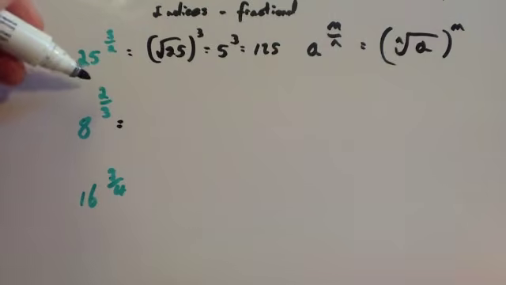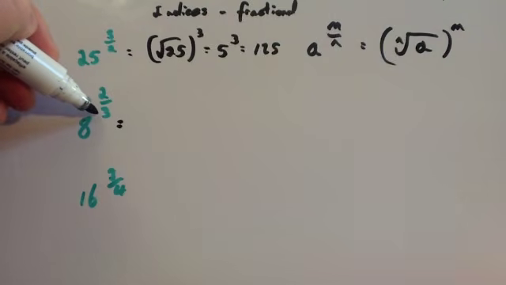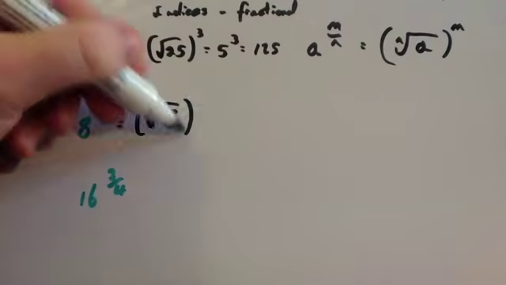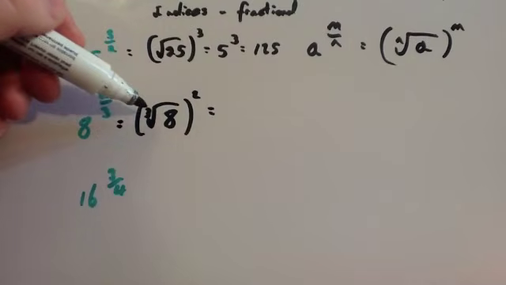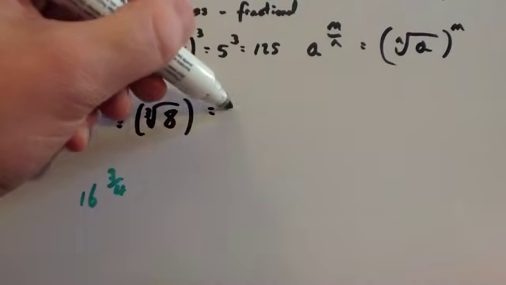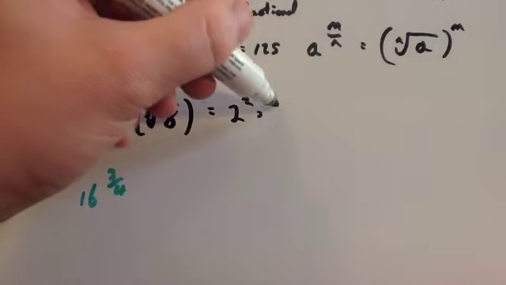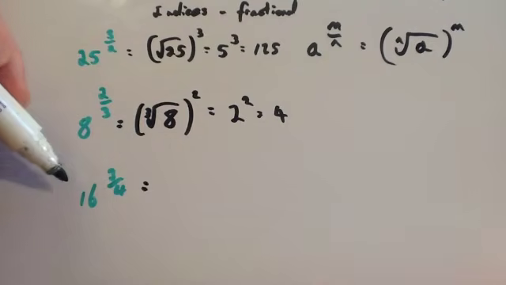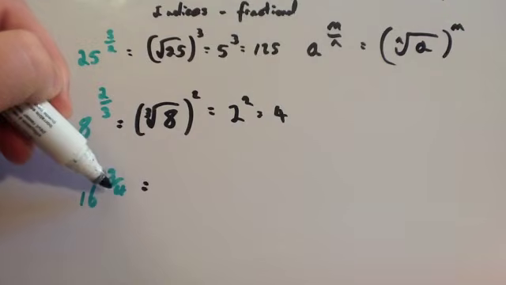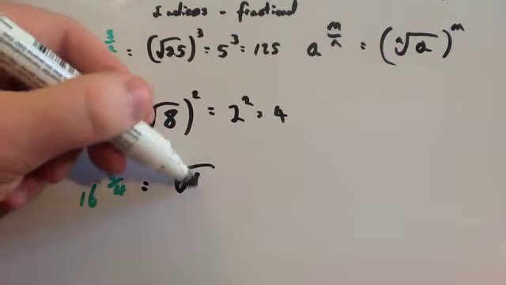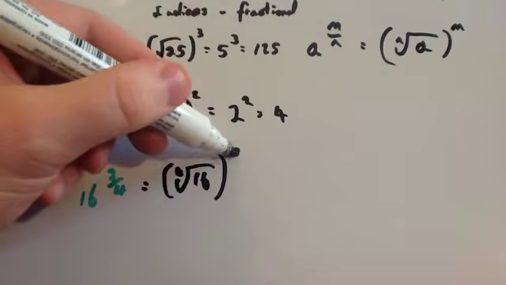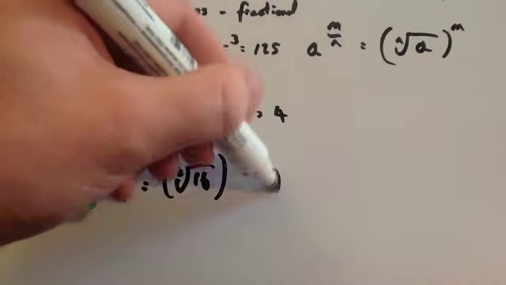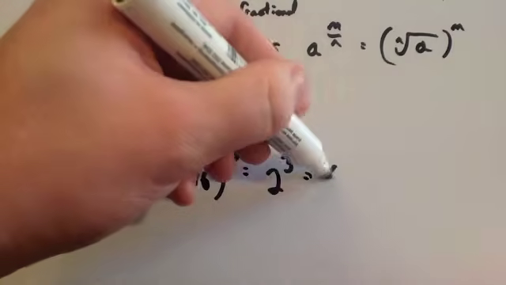Let's look at 8 to the power of 2/3. So we're going to take the cube root, and then we're going to square it. So you're going to take the cube root of 8, and then you'll square that. Well, the cube root of 8 is 2, because 2 times 2 times 2 is 8. So you're going to do 2 squared, and 2 squared is 4. So 8 to the power of 2/3 is 4. Let's look at 16 to the power of 3/4. So you're going to take the fourth root of 16, and then you're going to cube that. Well, the fourth root of 16 is 2, because 2 times 2 times 2 times 2 is 16, and then you're going to cube that, and 2 cubed is 8.